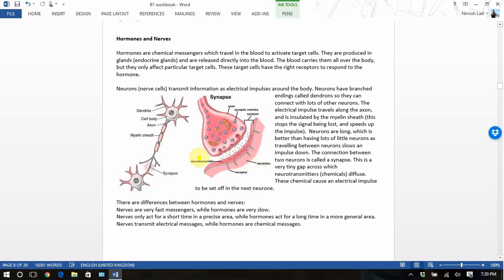So the differences between hormones and nerves: nerves are fast, hormones are slow. Nerves act for a short amount of time in a precise area, while hormones act for a long amount of time in a more general area. And nerves transmit electrical messages, while hormones are chemical messengers.